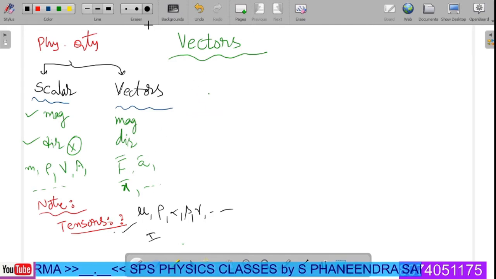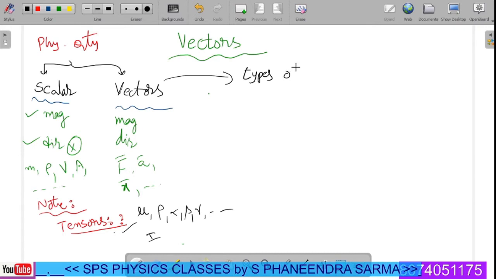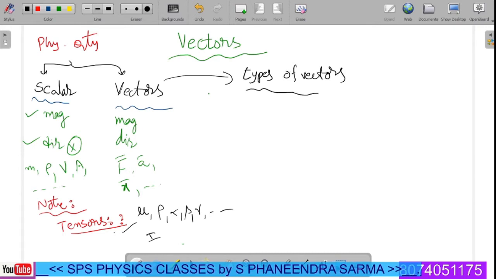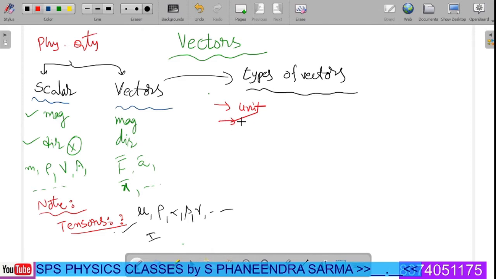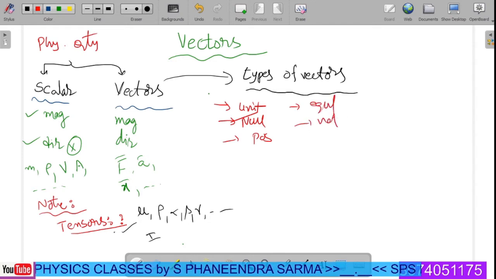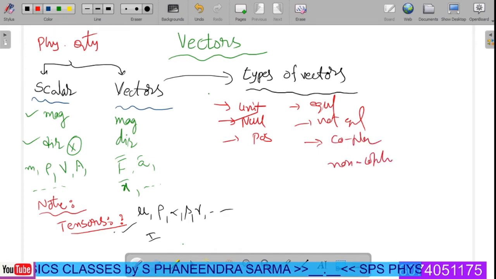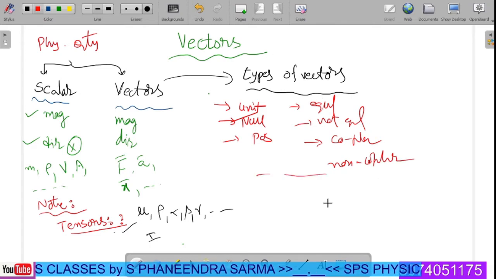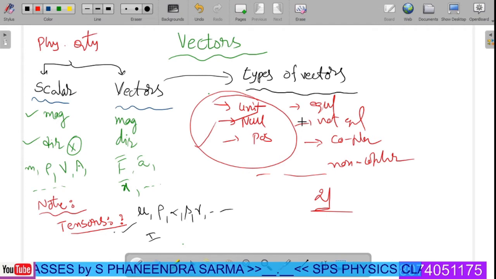Next, in this session, we will deal with the concept of vectors. Further, we will lead to the next concept, that is, types of vectors. What are the important types? First, we have the unit vector. Next, we have the null vector. Next is the position vector. Next are equal vectors, not equal vectors, coplanar vectors and non-coplanar vectors, etc. Different types of vectors are available, about 21 in nature. Of course, we will use only approximately these three vectors widely. We will explore these later.